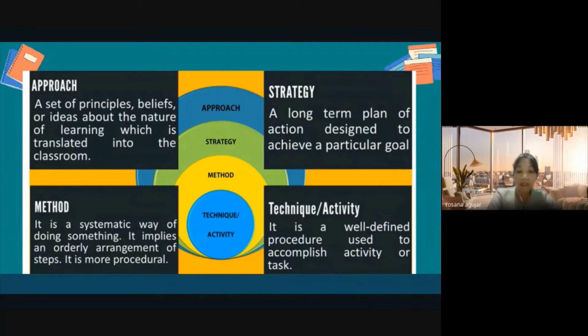So for example, in TLE, our approach is more on student-centered or constructivist approach. And our strategy, for example, in dealing with the performance tasks of our students, is the demonstration strategy, or the skills demonstration, especially in the grade 9 and grade 10 level. But although in grade 7 and 8, there are also skills demonstration.